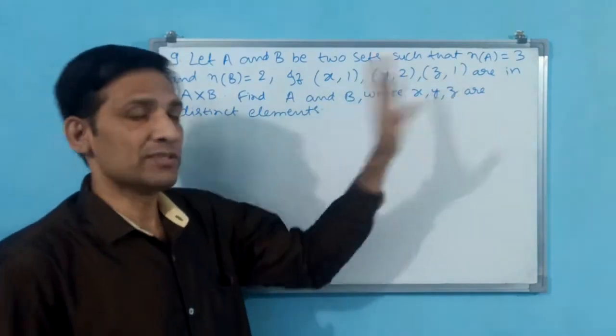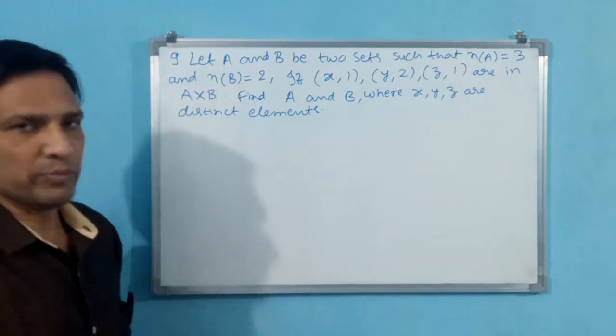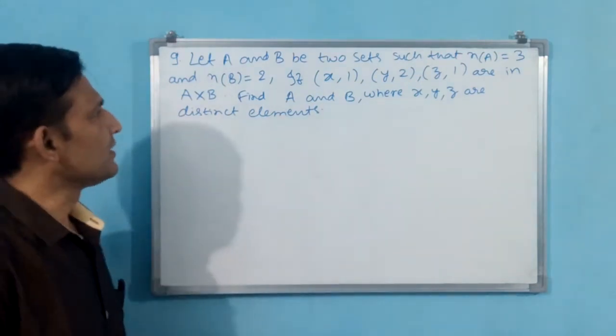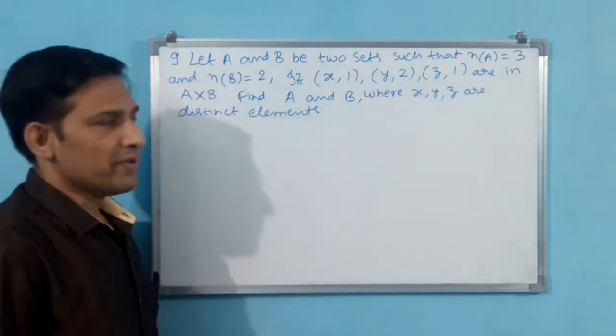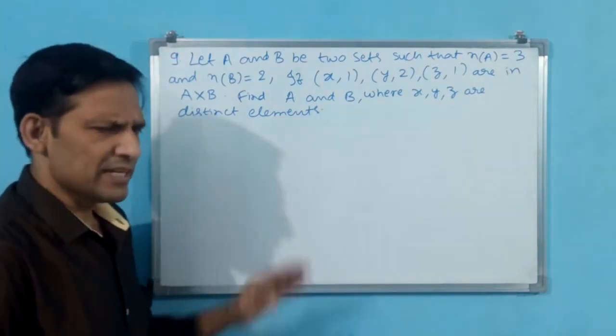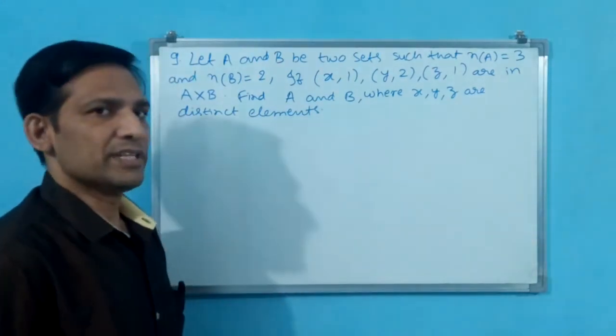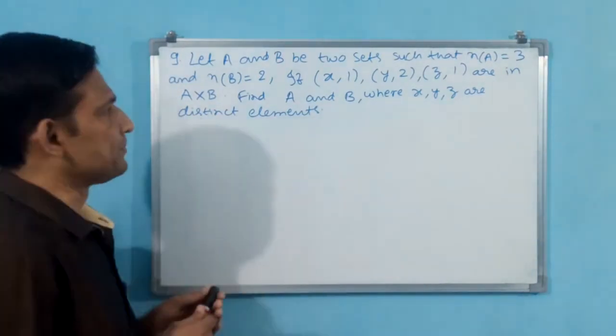(x, 1), (y, 2), (z, 1): 3 he has already given among the 6 in A cross B. Okay, these 3 are in A cross B. Find A and B, where x, y, z are distinct elements. Whatever x, y, z may be, even by seeing this we can find the A and B sets. How we are going to find, you see.